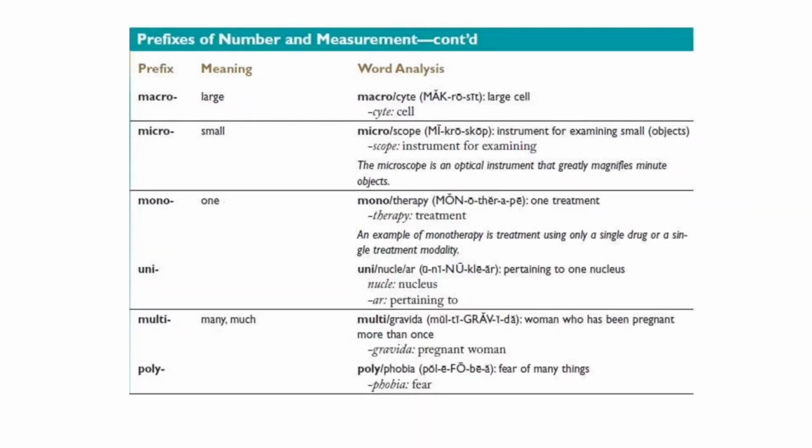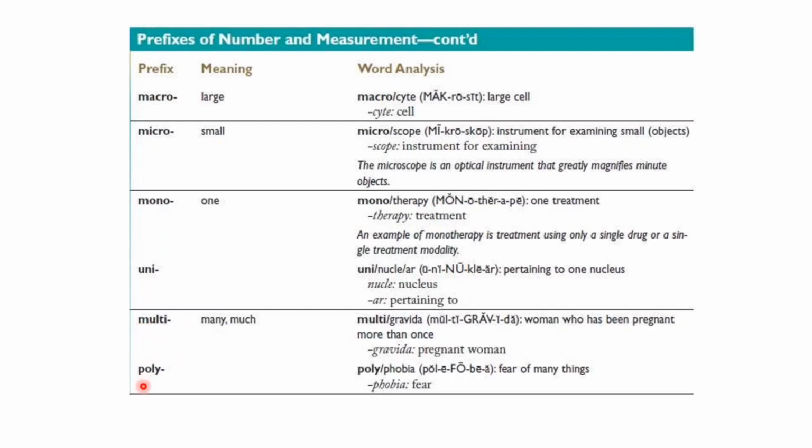Then the same thing, prefixes for number and measurement. That is macro. Macro means large. And the word analysis for the prefix macro is macrocyte. So cyte means cell. So macrocyte is a large cell. Then micro. The meaning of micro is small. And the word analysis for the prefix micro is microcyte. So that is a small cell. Another example is microscope. Fine. Then there are mono and uni. The meaning of mono and uni is one. And the word analysis for mono is monotherapy. Monotherapy means one treatment. Therapy means treatment.